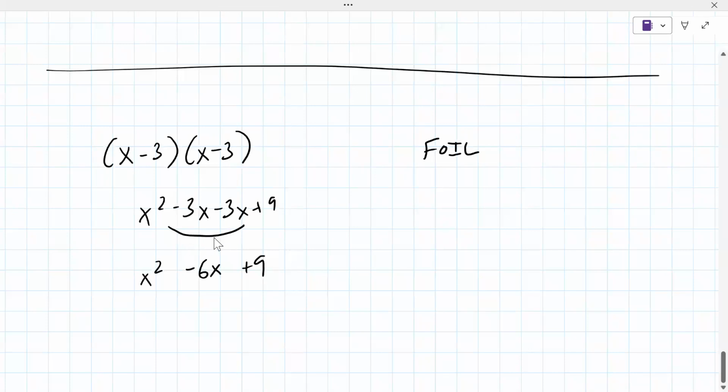We could do a quick review on that if needed, but it's as if they were both positive. If it was plus 3x, you would write 6x. But since they're both negative, you keep the sign, but you add the numbers without the sign. It's a complicated way of saying it. You probably remember how to do that.